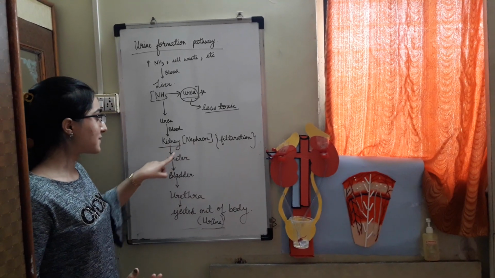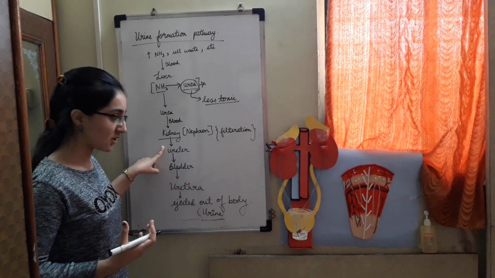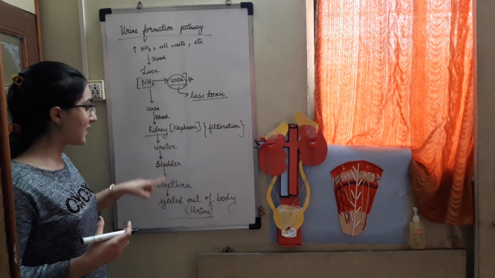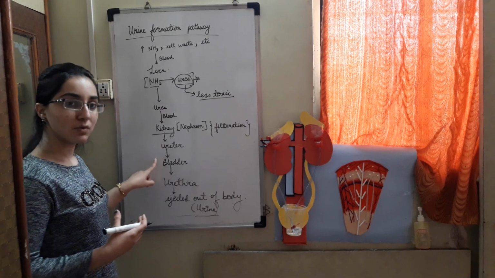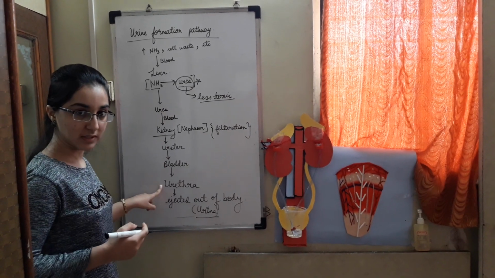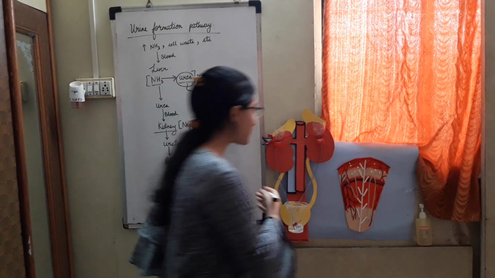So the nephron helps in filtration, and the urine which is formed after filtration takes this pathway: from the nephron to the ureter, from the ureter to the bladder, and from the bladder to the urethra, and lastly it is ejected out of the body. So let's see this model.